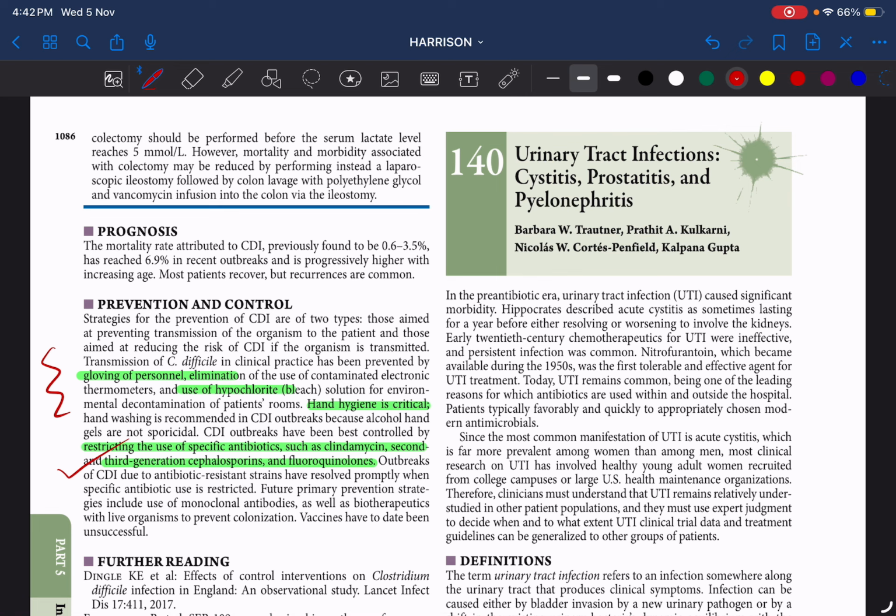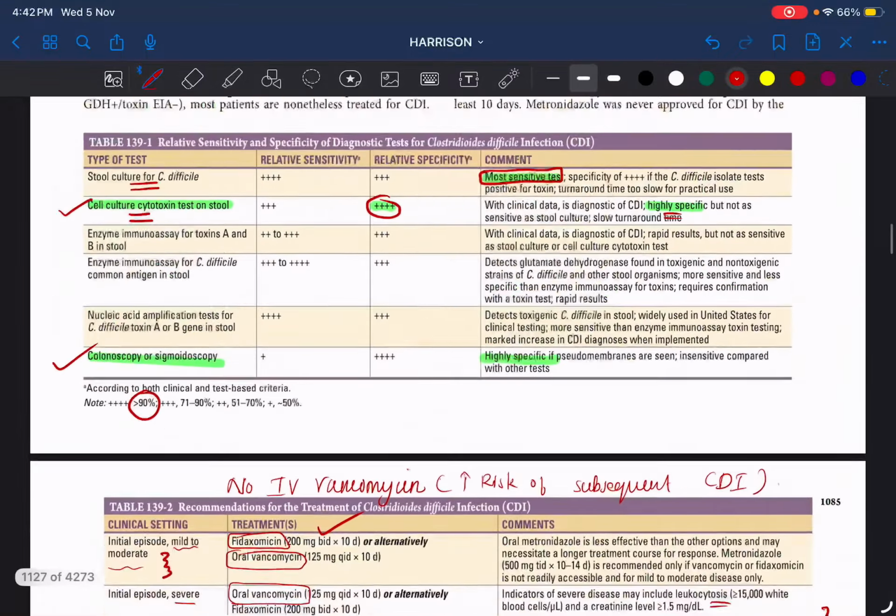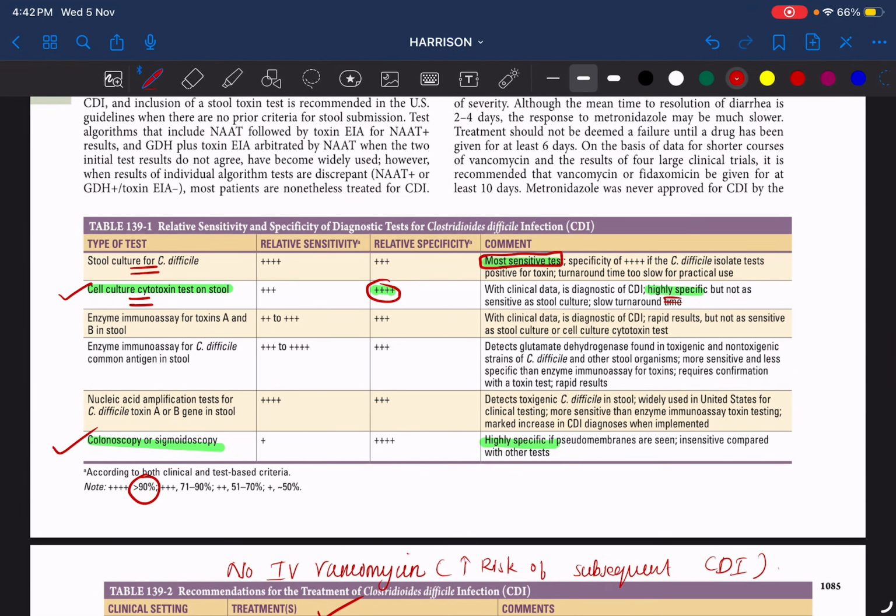Remember, it is hospital acquired, obligate anaerobe, spore forming, with clindamycin and first and second generation cephalosporins increasing the risk. Remember, IV vancomycin is never used in the treatment of CDI; only oral vancomycin. Toxin A, toxin B. Most sensitive: stool culture for Clostridium difficile. Highly specific: colonoscopy combined with cell culture cytotoxin test on stool.